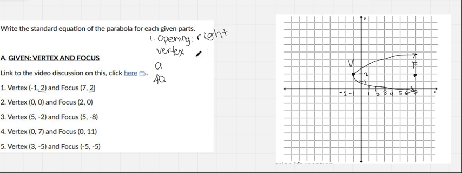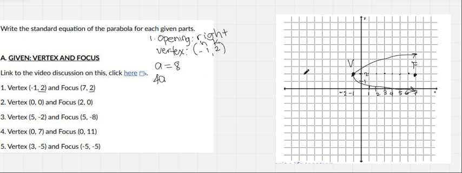So right after identifying the opening, we will be identifying the vertex. But since the vertex is given here, we've got -1 and 2. So our h here is -1, while our k is 2. Our a here is the distance from the vertex going to the focus. So if you have drawn your graph there, you can actually count from the vertex going to the focus how many units they are away from each other. So from the vertex here, we have 1, 2, 3, 4, 5, 6, 7, and then 8. So they are 8 units away from each other.